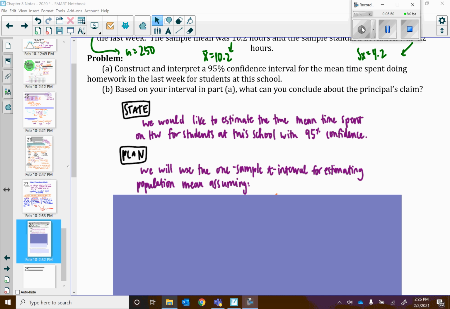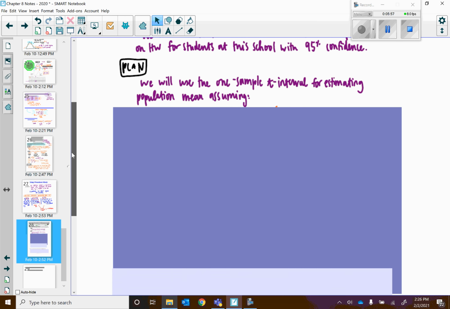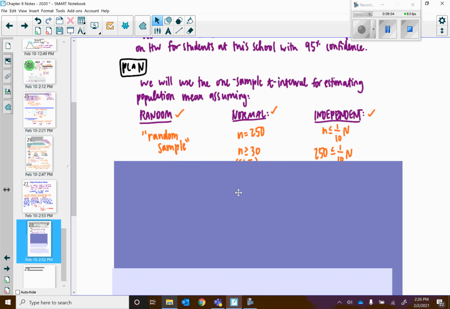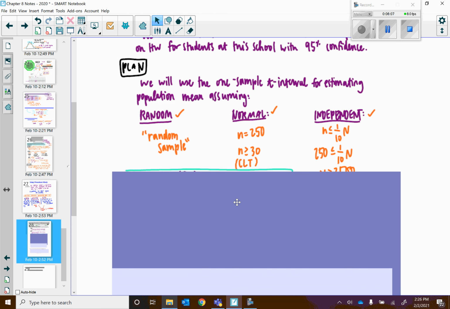And where were we? We were on the plan. So we'll use our one sample t-interval for estimating population mean, assuming the following conditions are met. We have to make sure random, normal, independent. Obviously, the easiest one to check is random. We know it's random because they mention it in a random sample.